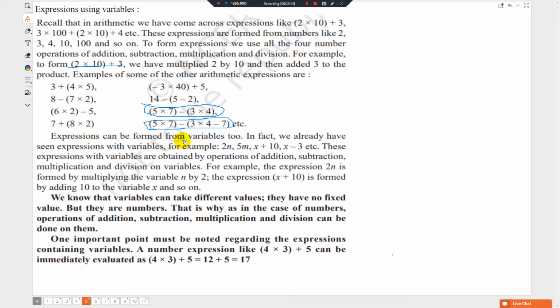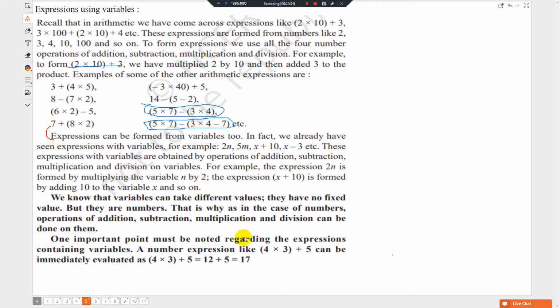Expressions can be formed from variables too. In fact, we have already seen expressions with variables, for example, 2n and 5m, x plus 10, x minus 3. See, this point is very important.